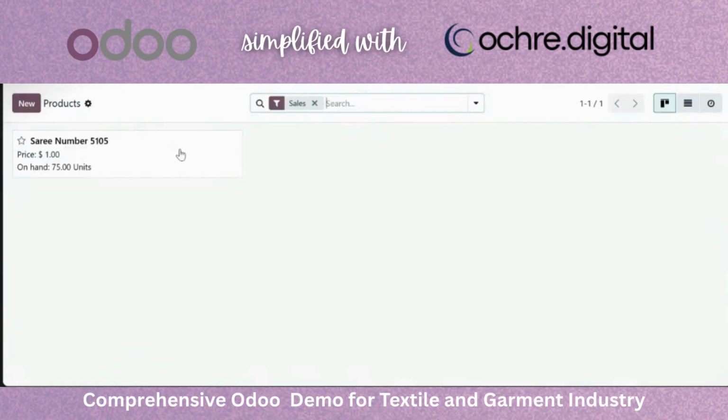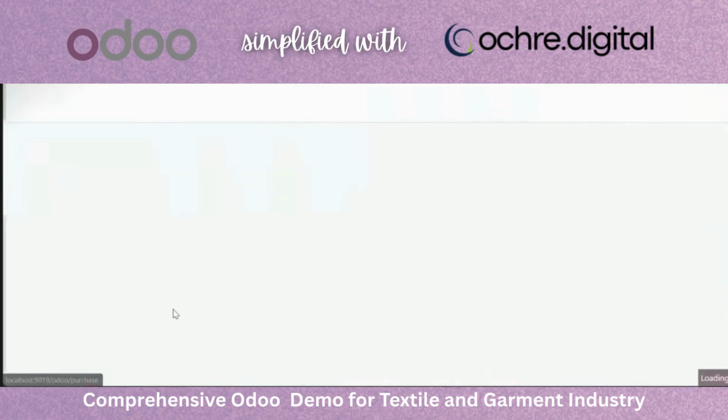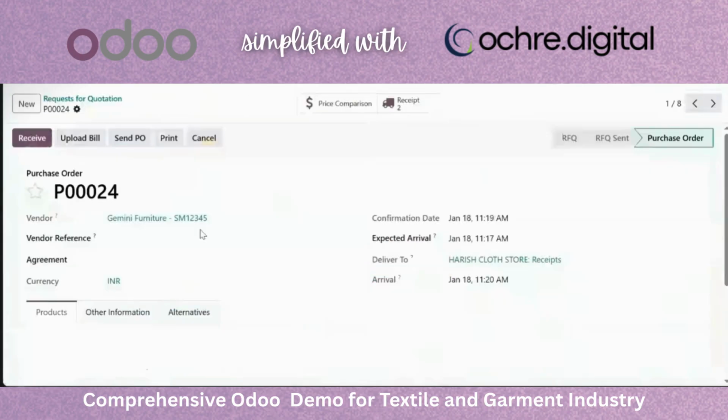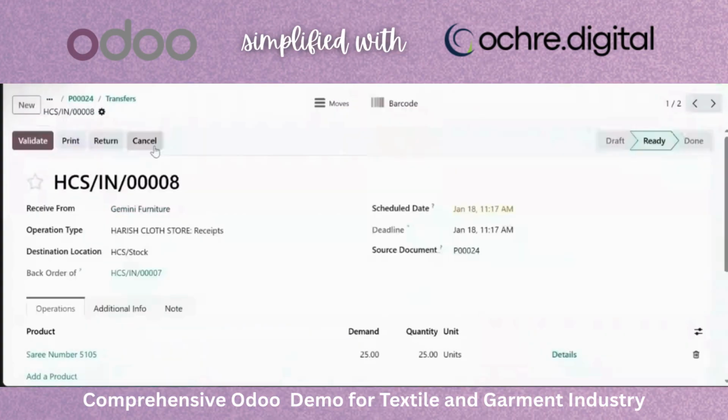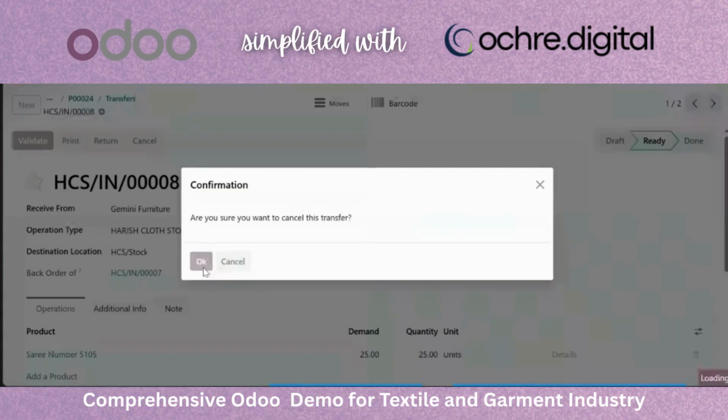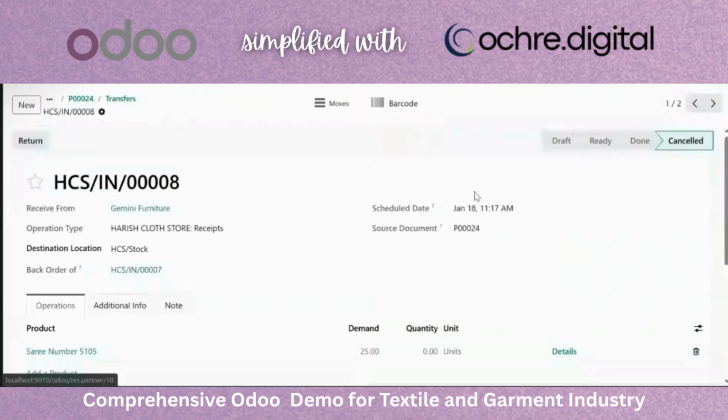We give 75 quantity, right? Yes. Okay, so in the order itself, you can see the remaining receipt quantities on page two. If we don't require them, then we will click the cancel option. Then the system will cancel this particular receipt, and the order has been closed.